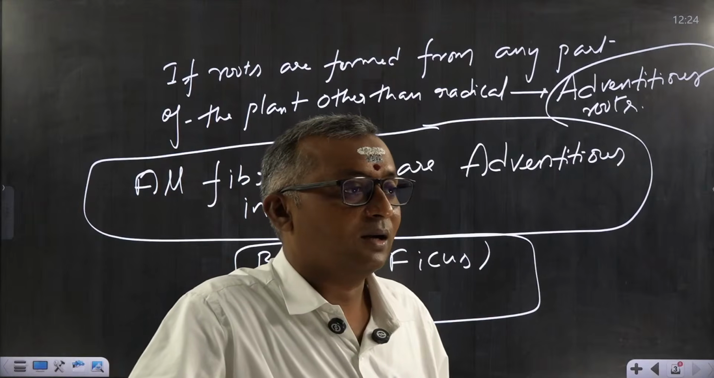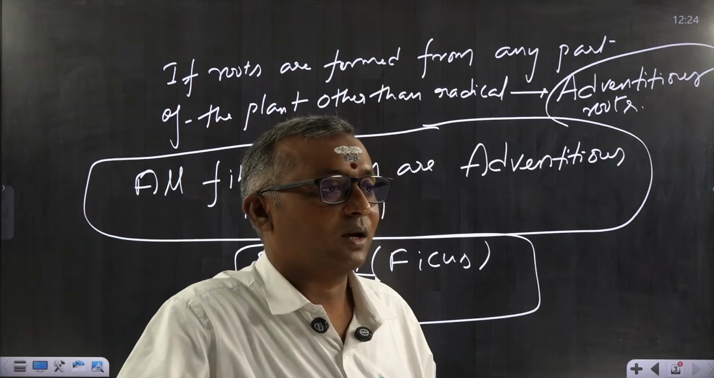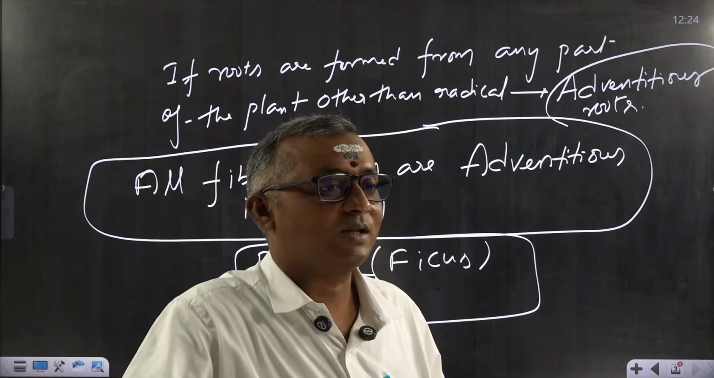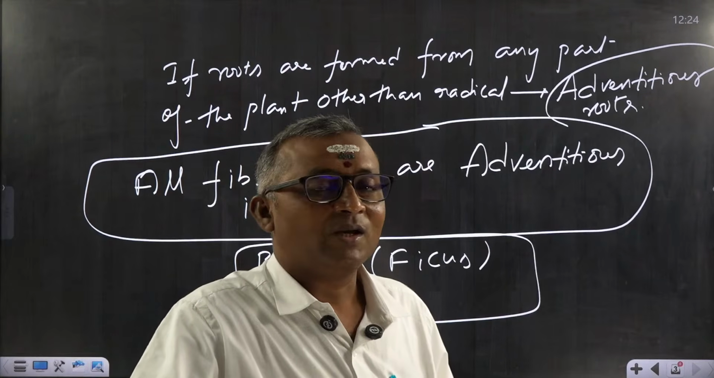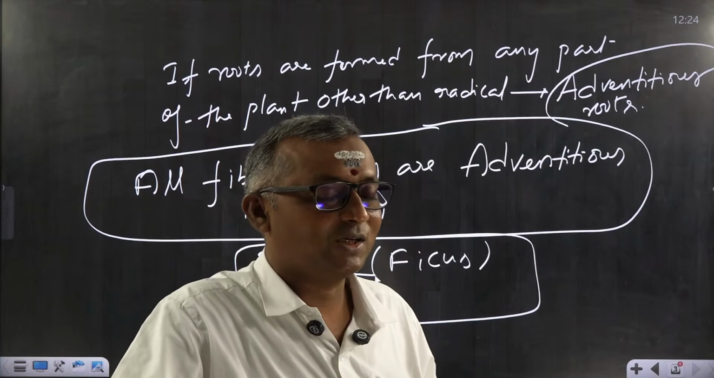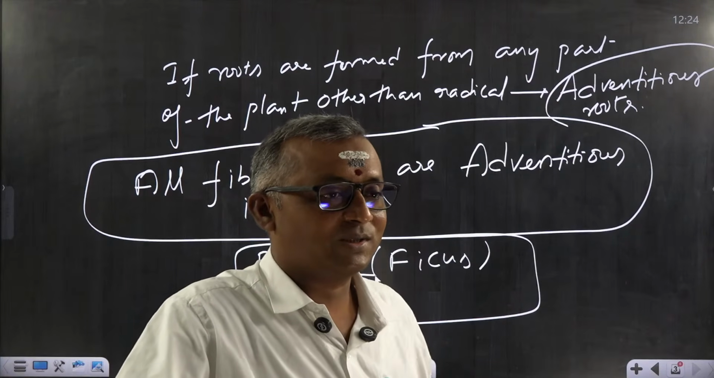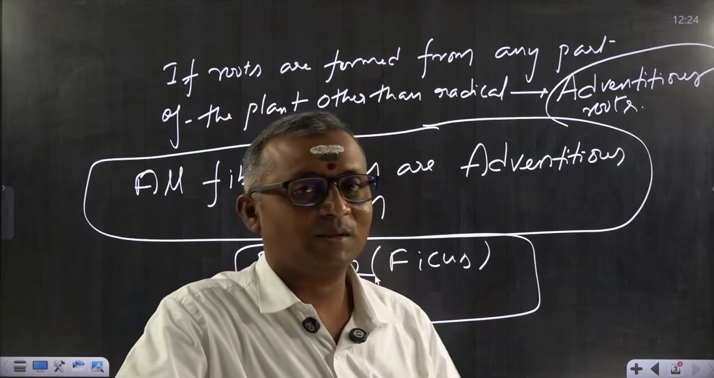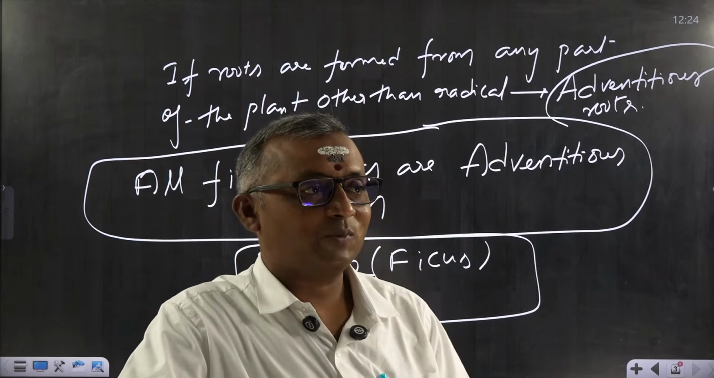How to find that it is monocotyledonous? Just see the root system or see the cotyledon. If you find two cotyledons, it is dicot. If you find only one cotyledon in the seed, it is monocot. And see the root system. If it has fibrous root system, it is monocot. Taproot system, dicot.